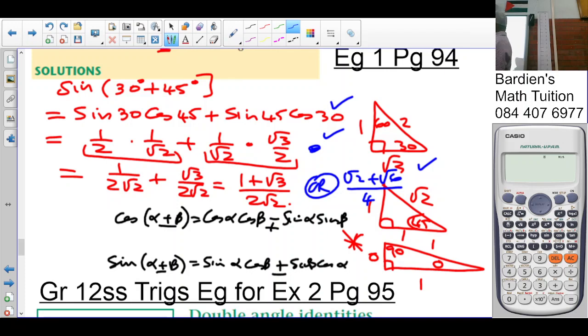Okay. When they say without your calculator, they expect you not to put sine 75 in the calculator and get the answer. That's what they refer to. You guys understand? See any confusion here? So with that, you should be able to do exercise 2.